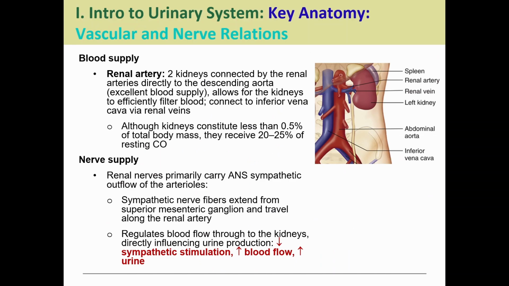Now, in terms of the vascular nerve relations, the kidneys have a very nice, strong blood supply via the renal artery and renal vein. Basically, these renal arteries come right from the descending aorta, which means a really good blood supply, and this is going to allow the kidneys to be really efficient with filtering blood. And then we connect to the inferior vena cava with the renal veins. So the blood going to the kidneys is fresh, straight from the aorta, and then we're pumping it right back towards the heart. So it's a really effective way, and we're not going to have a ton of stuff in the way of that pathway.